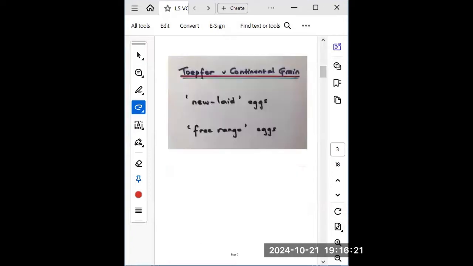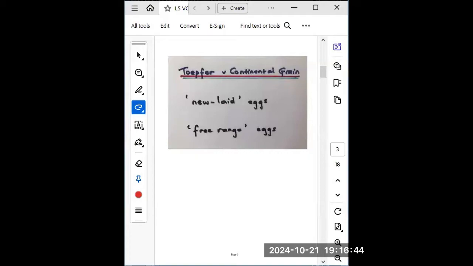We also said that quality sometimes forms part of the description of the goods. The good example here is Lord Denning in Topfer against Continental Grain. He gave us an example. He said, new laid eggs. He said, new laid goes to both description and quality.